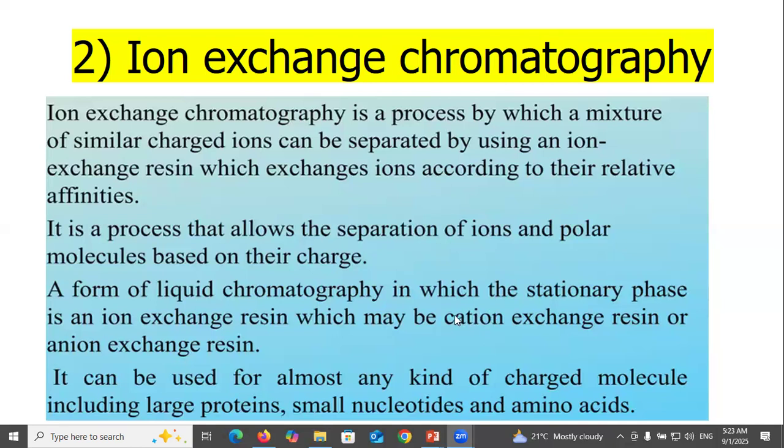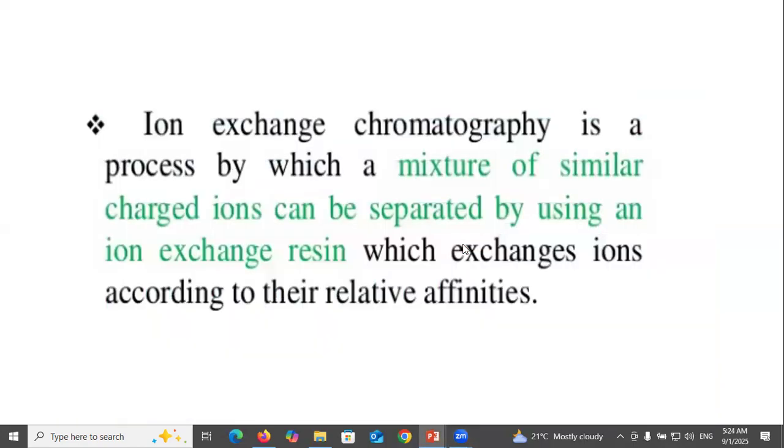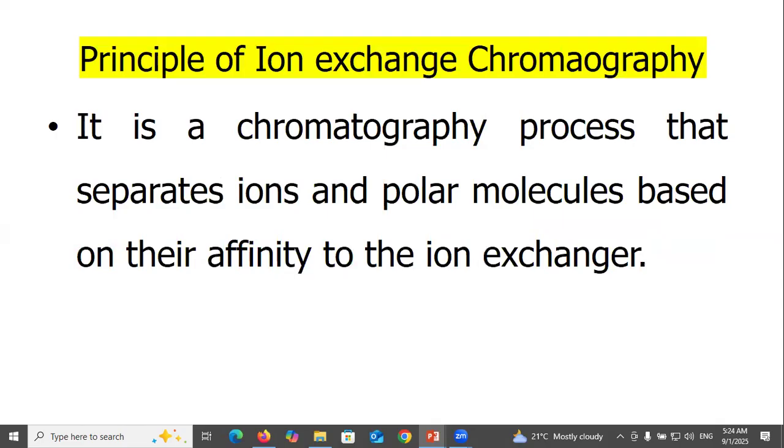It can be used for almost any kind of charged molecules, including large proteins, small nucleotides, and amino acids. Also, we can define ion exchange chromatography as a process by which a mixture of similar charged ions can be separated by using an ion exchange reagent which exchanges ions according to their relative affinities.